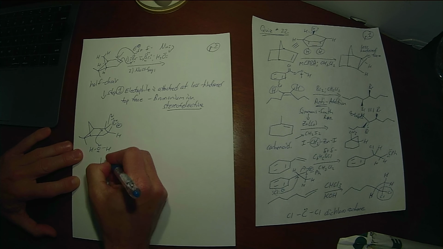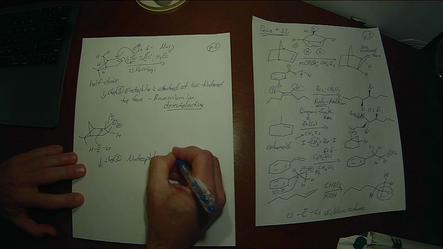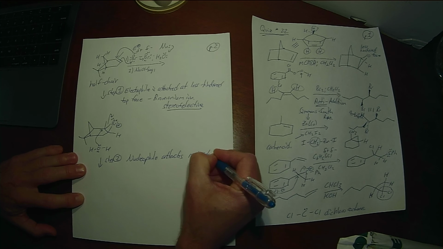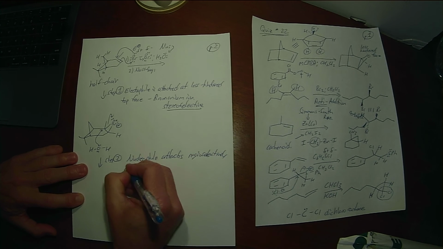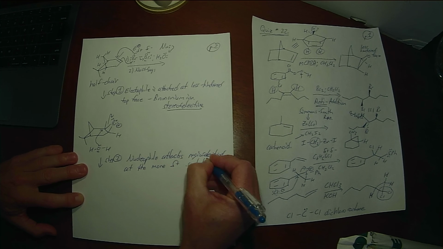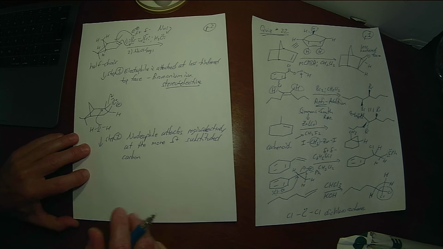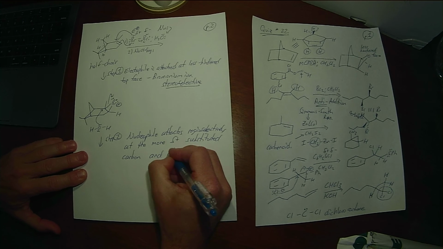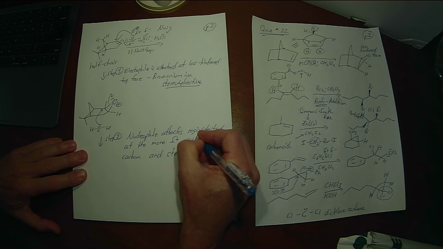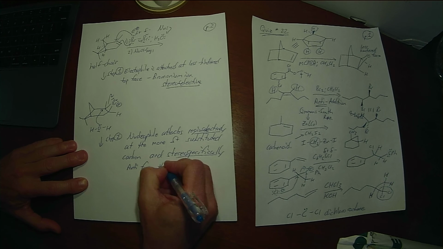So in step 2, the nucleophile attacks regioselectively at the more delta plus substituted carbon. Feel free to interrupt me if I'm moving too fast. Right? And stereospecifically, so it's regioselective, but it's stereospecific, anti, from the backside of the bromonium.